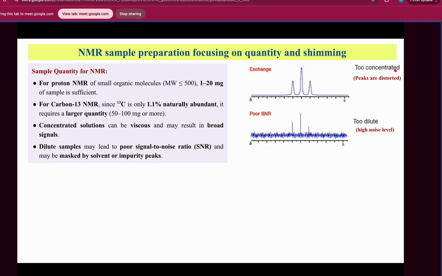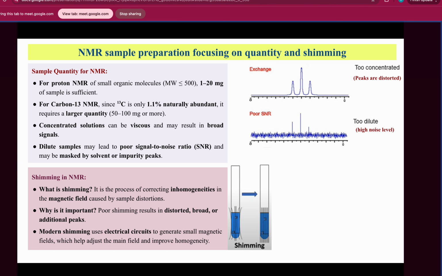If the sample you are using is too concentrated, it will lead to distorted peaks. And if your sample is too dilute, because the solvent peaks are also observed, the noise level is very high. You won't be able to distinguish which peaks are from the solvent and which are actually coming from the sample. In both scenarios you will observe poor peaks. So you have to make sure that the concentration is balanced, not too concentrated or too dilute.